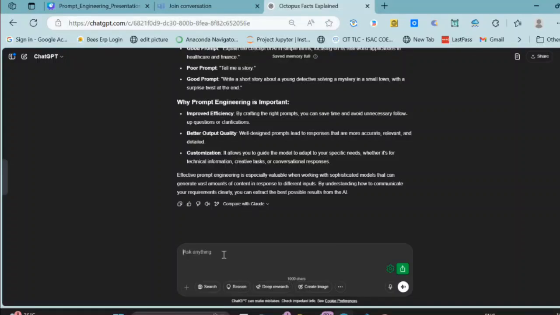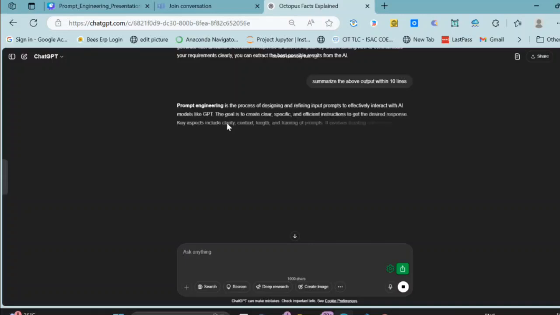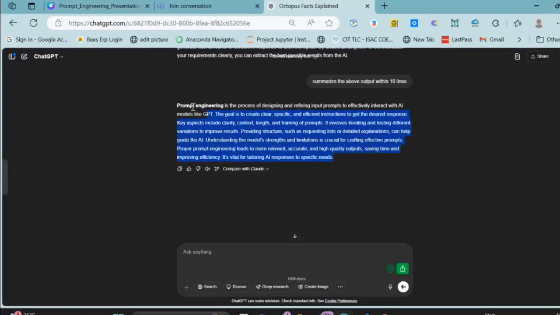What you can do as a student is explore the main headings or main single points. But don't do it like that. Just give one prompt: summarize the above output within 10 lines. Prompt engineering is the process of reasoning. Okay, it will summarize. But I am unable to understand the professional English or high level of English.